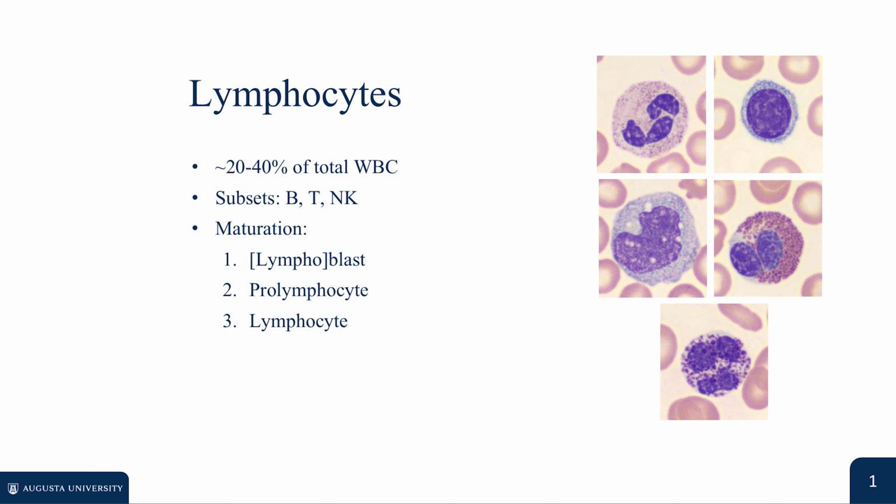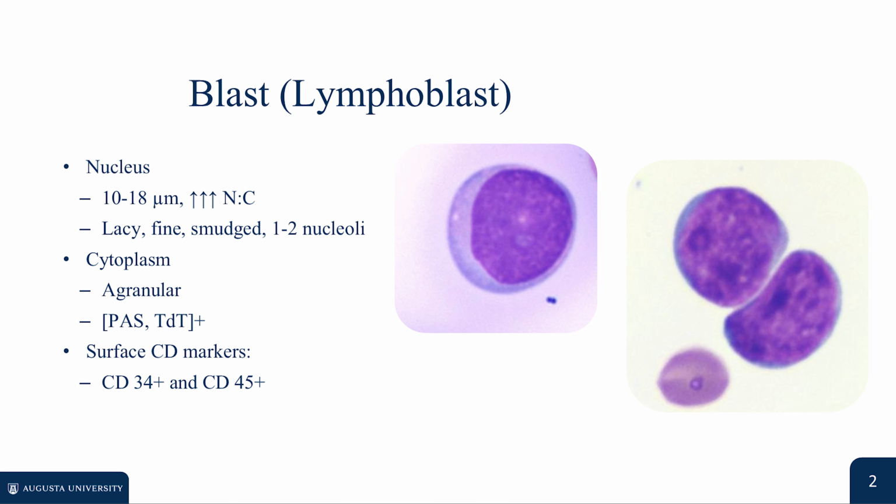While morphologic evaluation provides immediate clues, immunophenotypic markers like CD34 and CD45 are essential for definitive identification. Functionally, lymphocytes serve as the primary cellular drivers of adaptive immunity, providing antigen-specific recognition, targeted effector responses, and lifelong immunological memory against foreign pathogens. Let's examine the detailed morphologic criteria across the maturation stages, beginning with the lymphoblast.